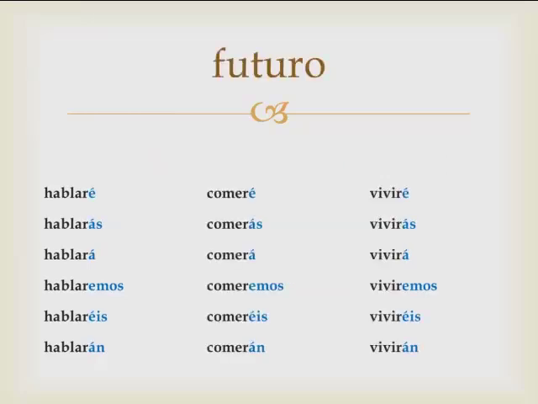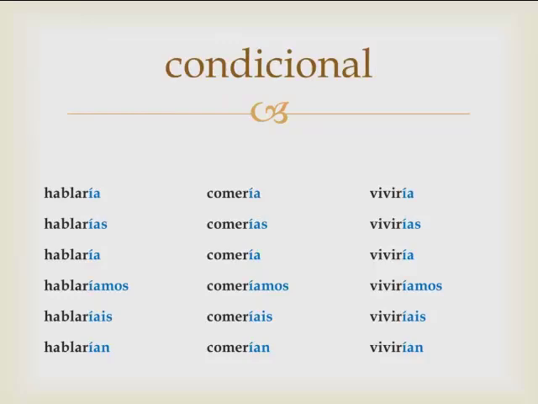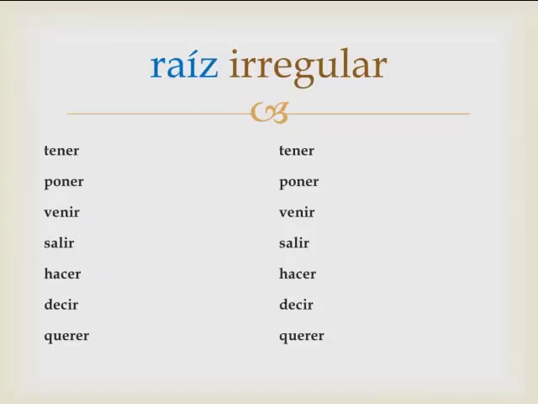Hablaré, comeré, viviré. Hablaría, comería, viviría. Let's look now at the two columns. The left column is going to be for future endings, and the right column will be for conditional endings. These are going to be raíces irregulares, or irregular stems. If these verbs were regular, you would say teneré or poneré, veniré for the future, or tenería, ponería, veniría for the conditional. However, you don't.